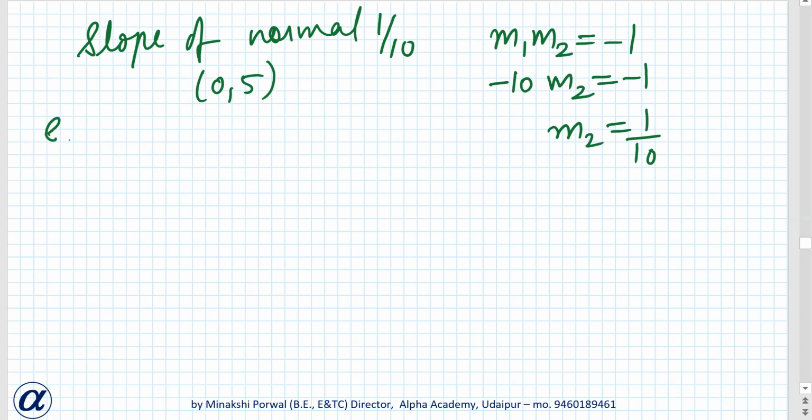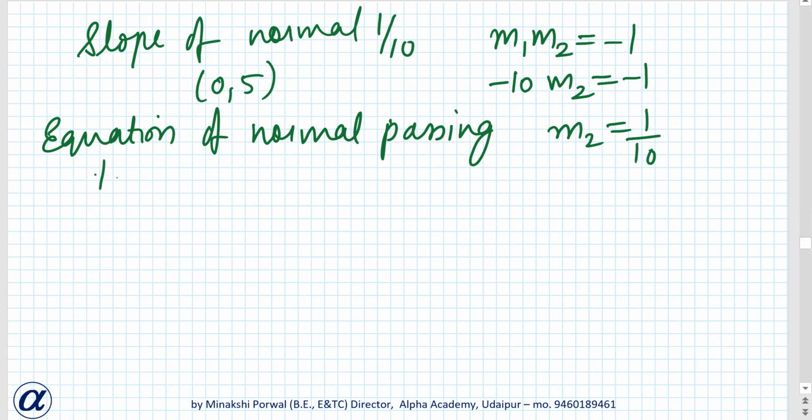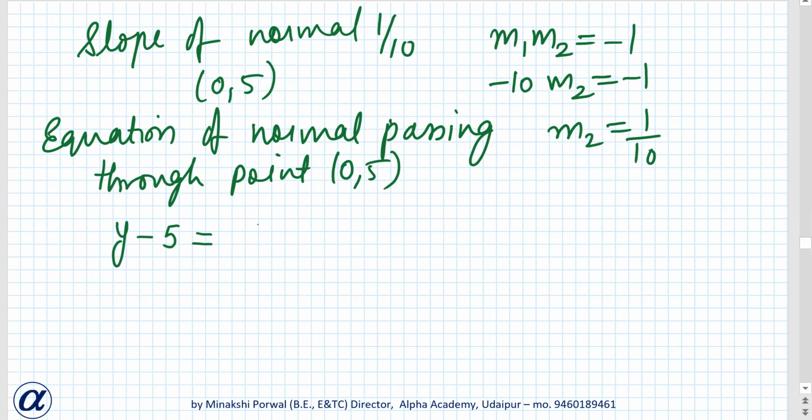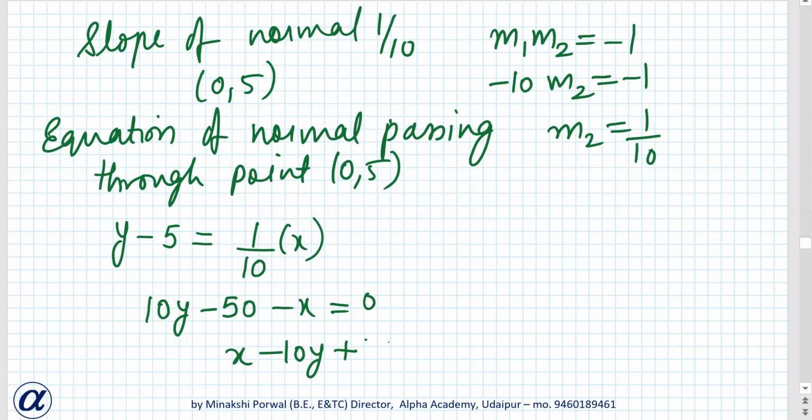So the equation of the normal passing through the point (0, 5) with slope 1/10: y minus y1 equals m into x minus 0. That gives 10y minus 50 minus x equals 0, or x minus 10y plus 50 equals 0. This is the equation of the normal.